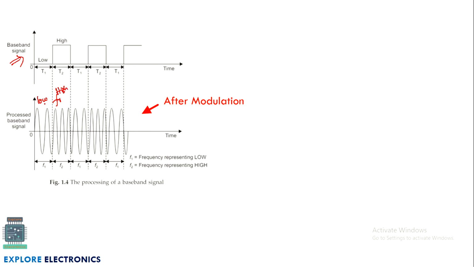So a low frequency signal is one where the value is low. When it is high, we can say it is a high frequency signal. Similarly, if it is low again, it is a low frequency signal, and similarly when it is high, it is a high frequency signal. This is a method of converting the low frequency baseband signal into a high frequency signal.